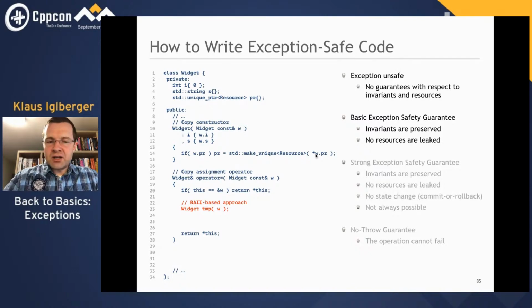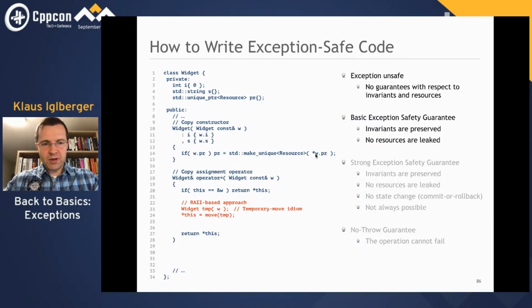And there's a very elegant way to do that. The most common one used today is to simply move this temporary into this. In other words, to use the move assignment operator. That is called the temporary move idiom. And it works, hopefully, because your move assignment operator, if everything is implemented as expected, should actually be a noexcept operation. An operation that promises that it will not fail.